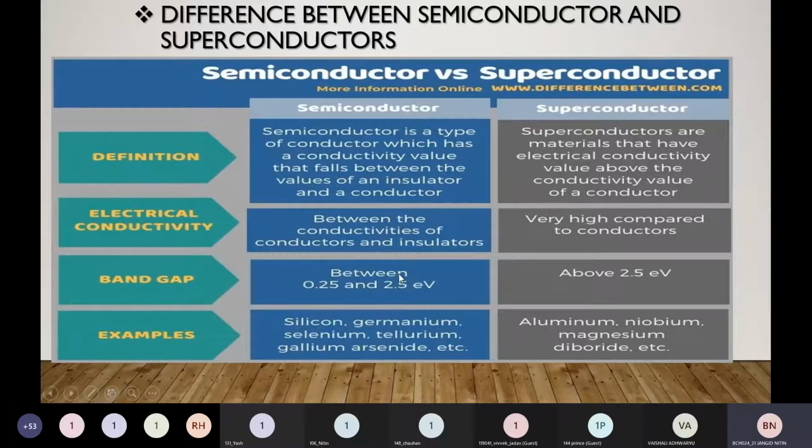Coming to the band gap, semiconductors lie between 0.25 and 2.5 electron volt, whereas for the superconductor it is about 2.5 electron volt. Some examples of semiconductors are silicon, germanium, selenium, tellurium and gallium arsenide, whereas superconductors are aluminum, niobium, and magnesium diboride, etc. So this is the basic difference between semiconductors and superconductors.